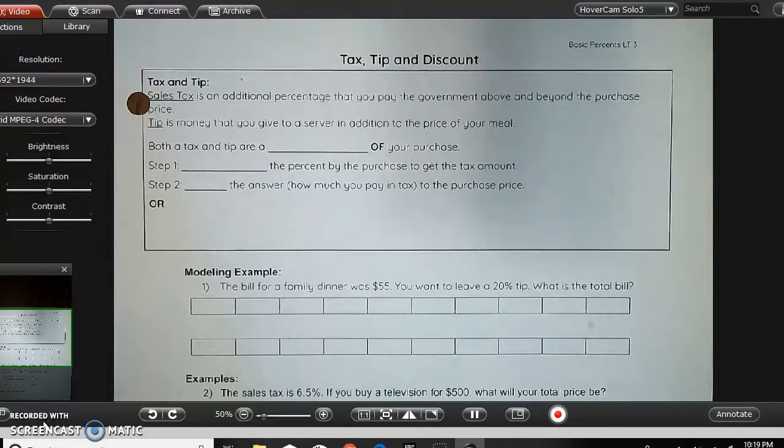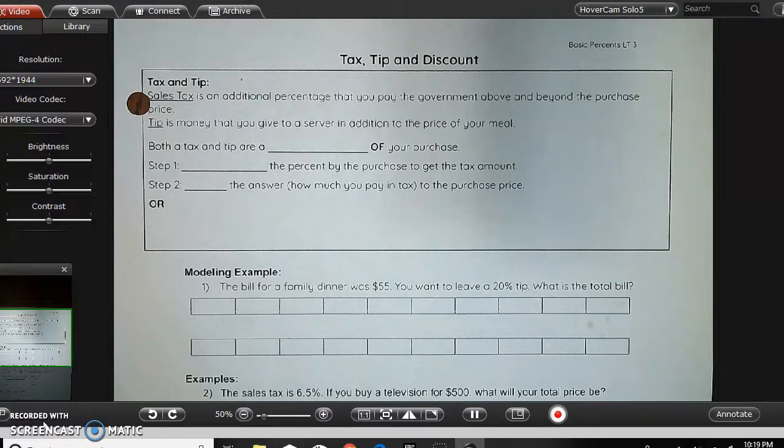and we're going to be starting with taxes and tips. And so it's important to note that a sales tax is an additional percentage of what you pay, and that money goes to the government. So it's based on the price of the purchase you are making. So the bigger the price of the purchase, the more sales tax you will pay. Tip is the same way. The more your meal costs, the more you need to tip, because your tip is going to be 15% of the meal or 20% of the meal.